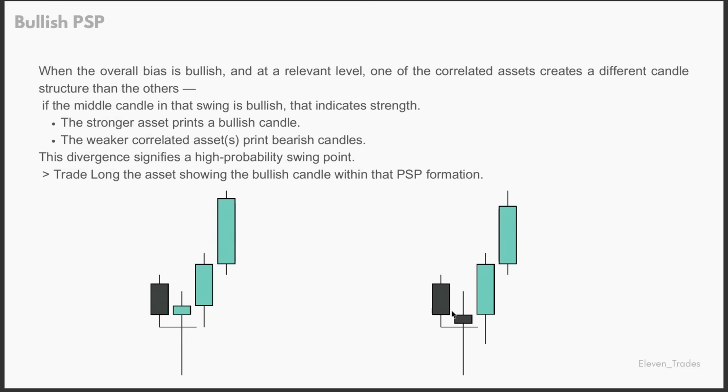In comparison to that, on the second asset, what do we have? We closed bearish, so this asset closed weak, and now the new candle formation will start from here and it will slowly go towards that draw on liquidity. So when we have a bullish PSP and a bullish bias, we will trade the asset which is printing that bullish candle, because the probability of it going higher and faster is more in comparison to the weaker asset.